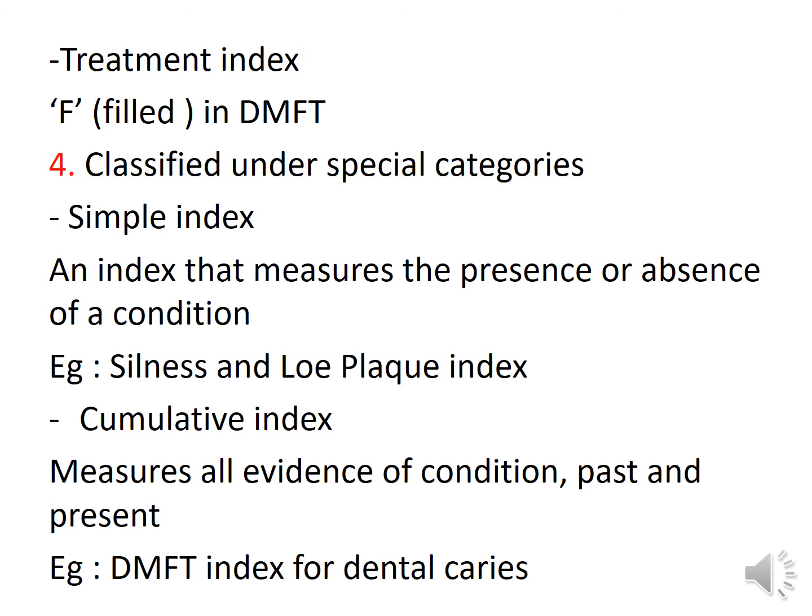Okay, the fourth one is that an index can be classified under special categories. One is a simple index, an index that measures the presence or absence of a condition. Example, Silness and Löe plaque index. The second one is a cumulative index, which measures all evidence of a condition, past and present. Example is the DMFT index for dental caries.